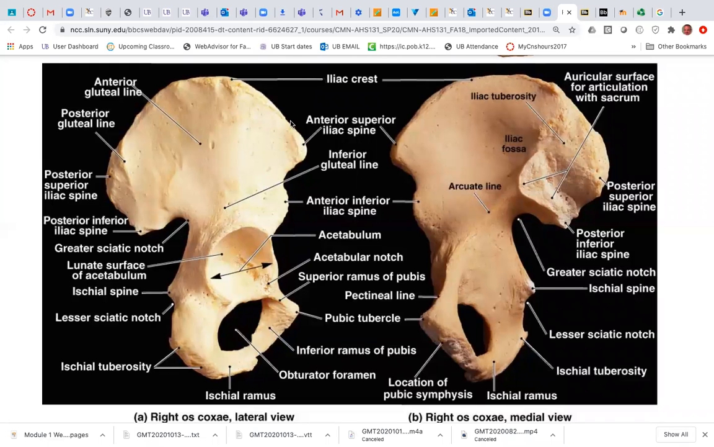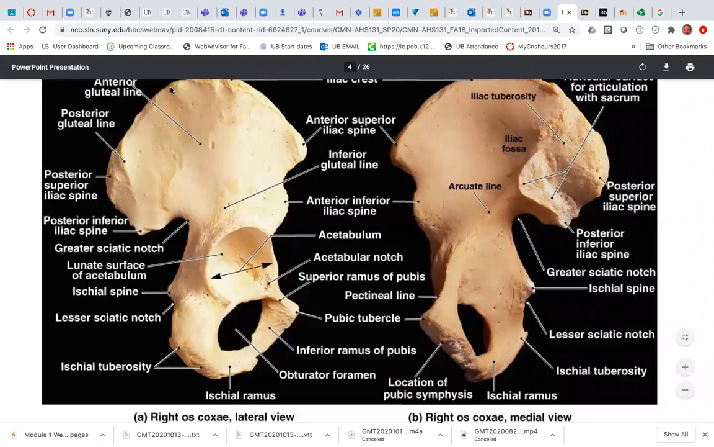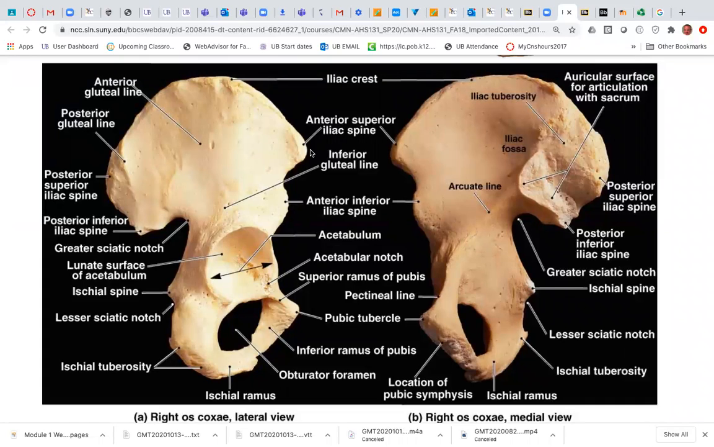Now, when we follow the iliac crest to the posterior side, we're going to find a posterior superior iliac spine and then a posterior inferior iliac spine. So in the front, there's an ASIS, an anterior superior iliac spine, and on the back, a posterior superior iliac spine. On the front, an anterior inferior iliac spine, and on the back, a posterior inferior iliac spine. That large cavity again is the acetabulum or acetabular fossa.